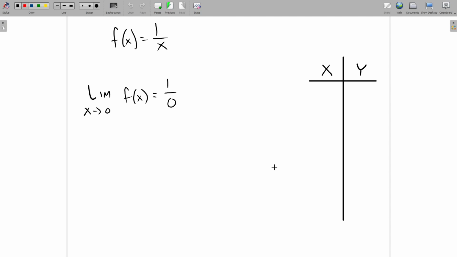And what we're going to do is analyze what's happening at and around 0. So 0 is kind of our target point. Now normally when we make a table we'd put -1 and 1 as our next two numbers. But what I want to do instead is look at things very close to 0 on either side. So maybe I want to look at 0.1, maybe 0.01, maybe 0.001, and the same thing on the negative side.